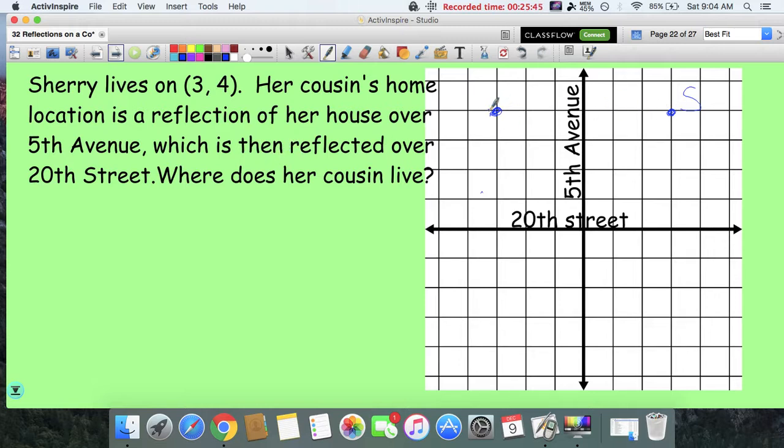And then her cousin's home is a reflection over 20th Street. So you cross 5th Avenue, and then we cross 20th Street, the same distance away. So 1, 2, 3, 4. Let's cross 20th Avenue, 1, 2, 3, 4 blocks. So there is the cousin's house. If you have to give instructions, you would say cross 5th Avenue, walk 3 blocks, and then cross 20th Avenue, walk 4 blocks, the same distance away. So the location of her cousin's house would be 1, 2, 3, negative 3, right? And 1, 2, 3, 4, negative 4. So that's the location of her cousin's house. It's a double reflection again.